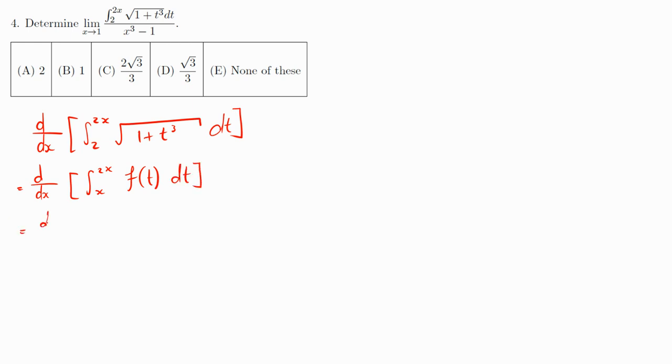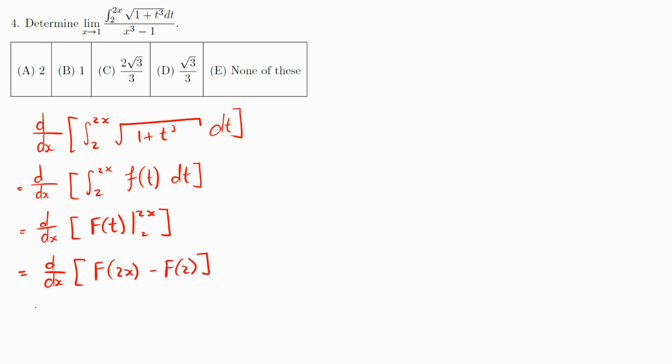Okay, so we know now that the integral can just be represented as f of x, well f of t actually, between 2x and 2. Don't make that mistake. Between 2 and 2x. Okay, so if we do that, we will get f at 2x minus f at 2.